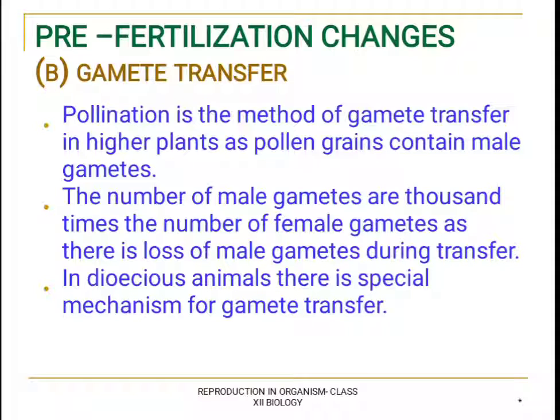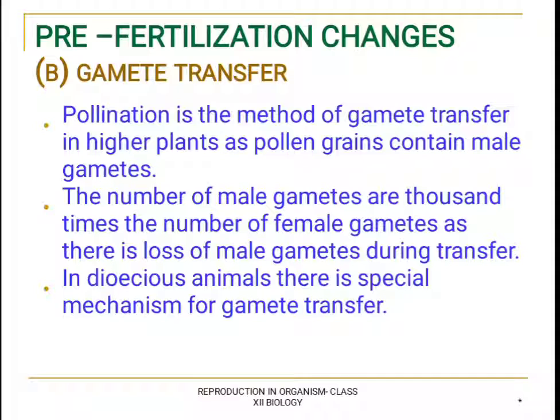However, in cross-pollinating plants, including dioecious plants, the help of an agent, which may be wind, water, or insects, is required for the transfer of pollen grains to the stigma of the pistil. And this transfer of pollen grains from anther to stigma is known as pollination.